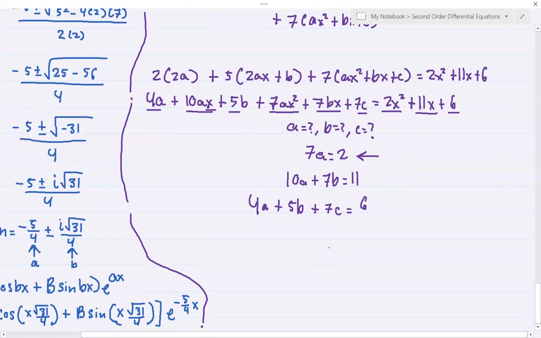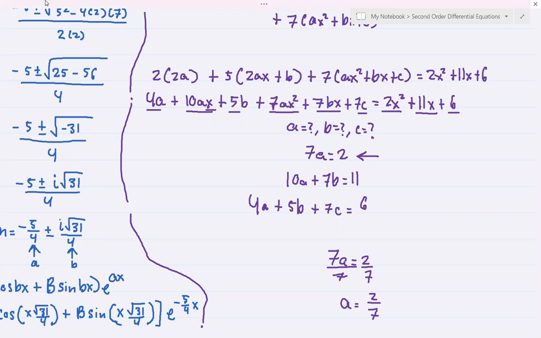So how to get your a? It's simple. Get your 7a is equal to 2 equation. Divide both sides by 7. So your a will be now 2 all over 7. That's it. Okay. So you have already found your a, but we need to find your b and your c.